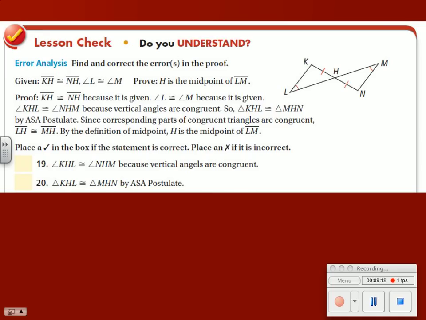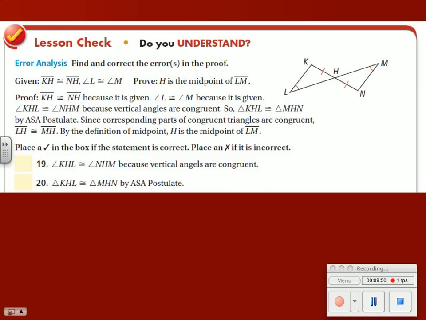The paragraph proof. KH is congruent to NH because it is given. Angle L is congruent to angle M because it's a given. Angle KHL is congruent to angle NHM because vertical angles are congruent. So triangle KHL is congruent to triangle MHN by ASA postulate. Since corresponding parts of congruent triangles are congruent, LH is congruent to MH, and by definition of midpoint, H is the midpoint of LM.